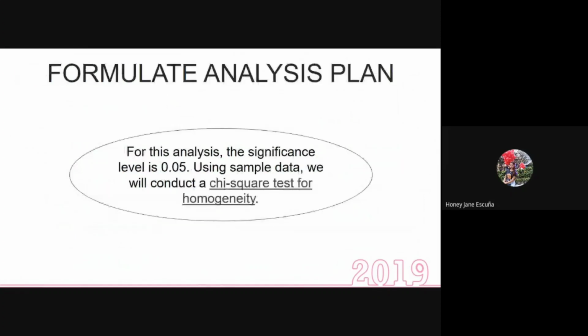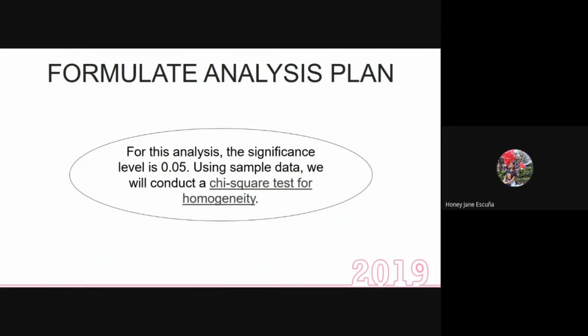Next is to formulate the analysis plan. In my case, I am going to use the significance level of 0.05 in conducting or solving for our chi-square test of homogeneity. But it is also okay to choose 0.01 or 0.10. It's just dependent on the researcher. Anyways, the answer is still the same.